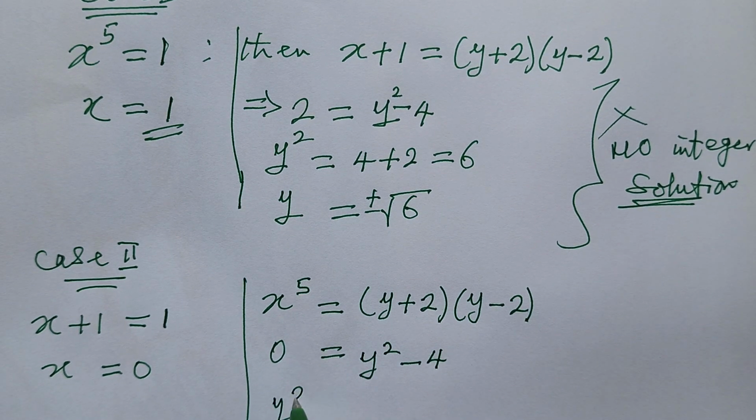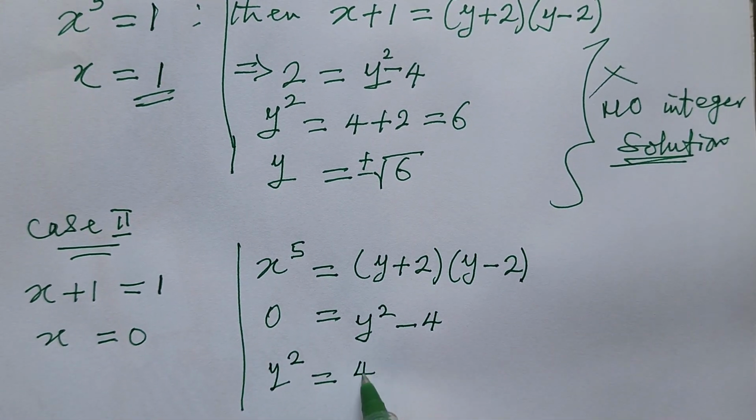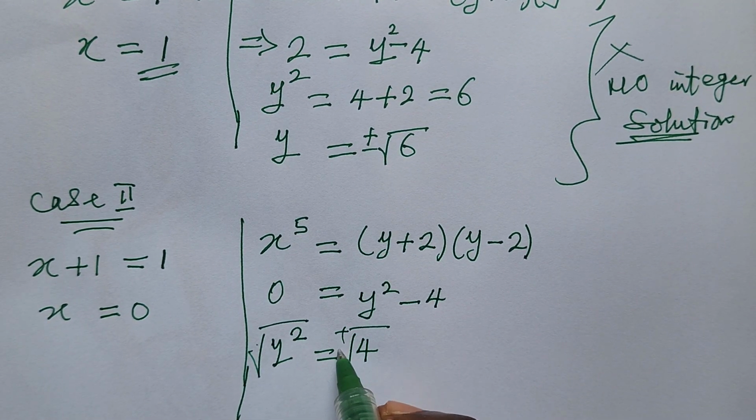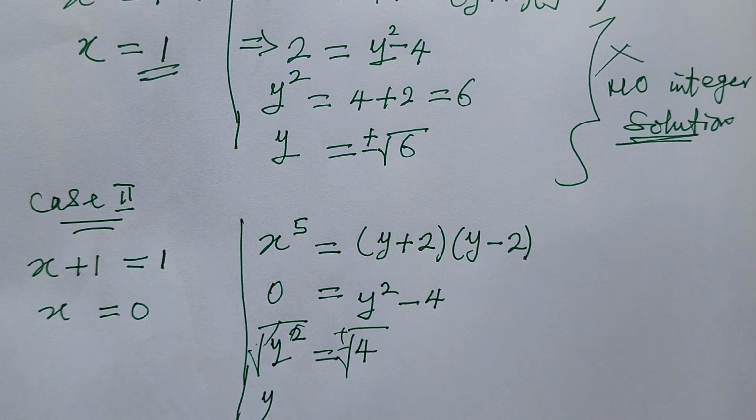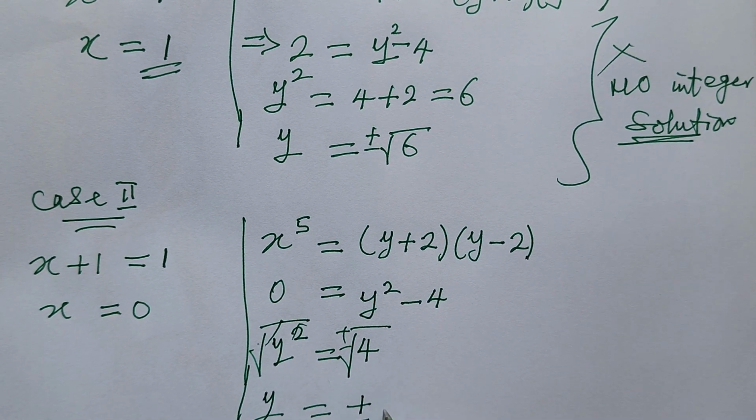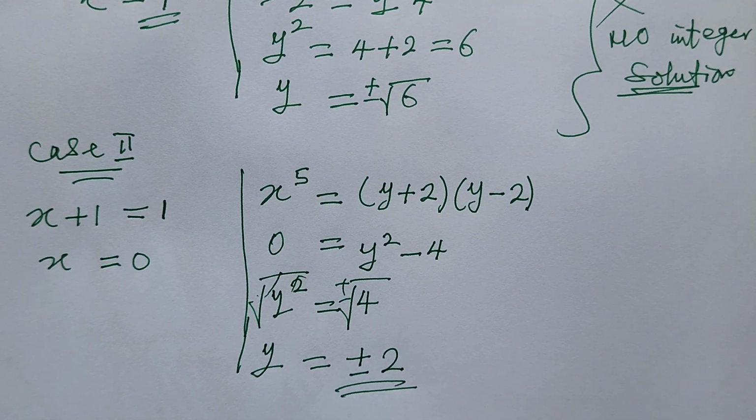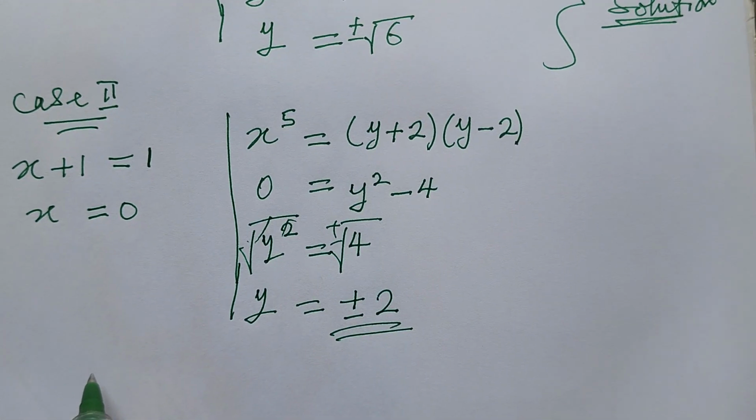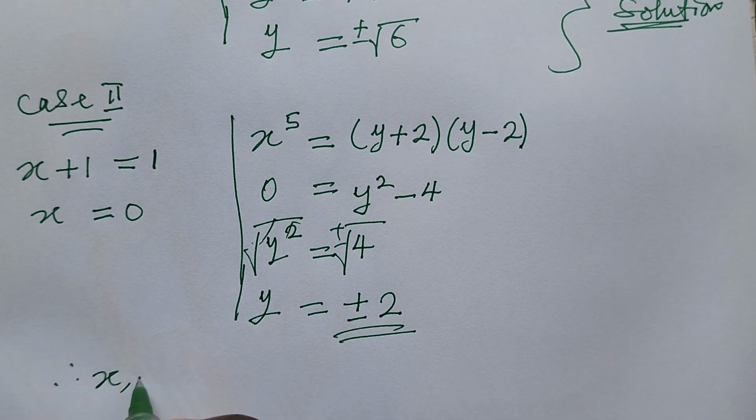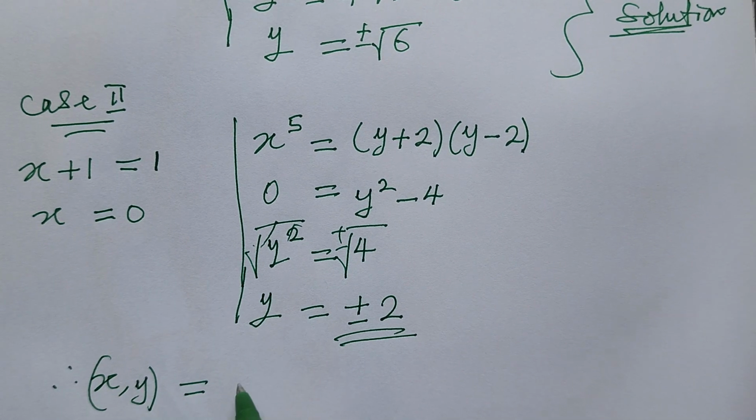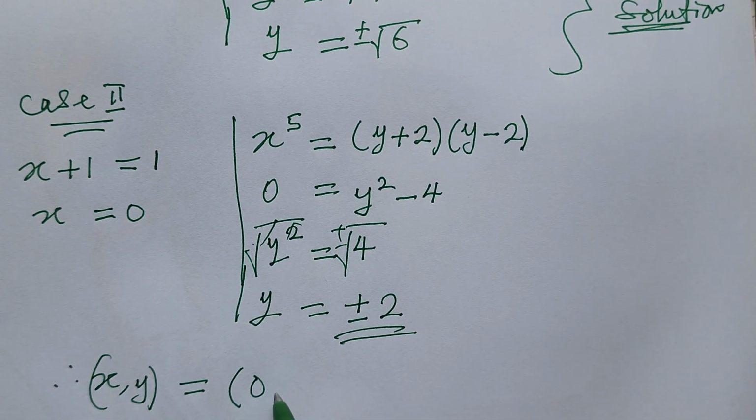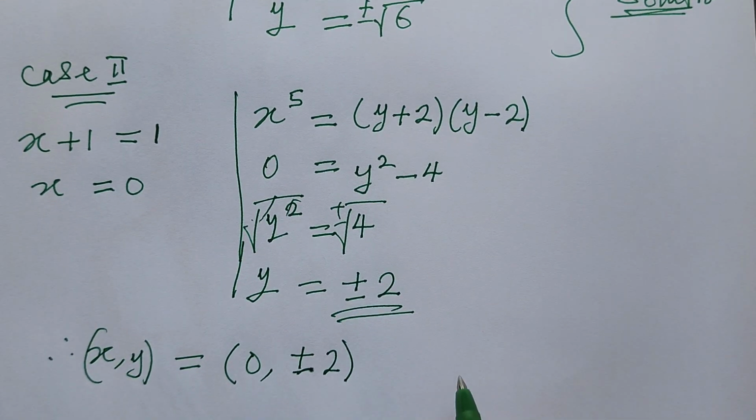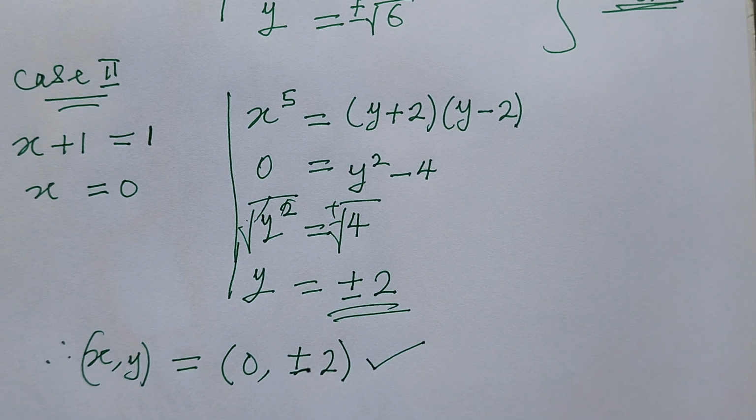So y squared will be equal to 4. We take the square root of both sides, and this is plus or minus, so y will be equal to plus or minus 2. So the pair of solutions for case 2 is (x, y) equal to (0, plus or minus 2). This is an integer solution, so this one is accepted.